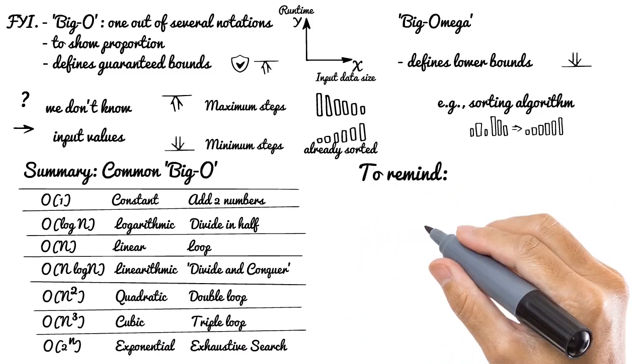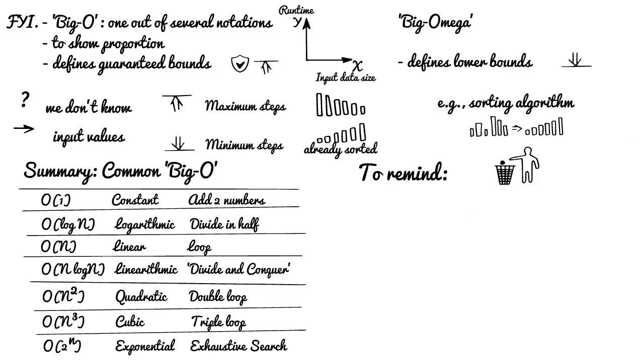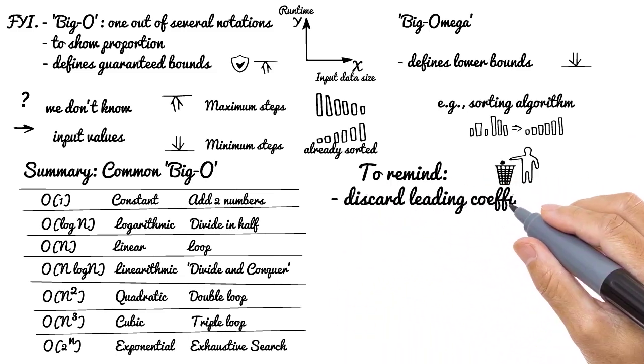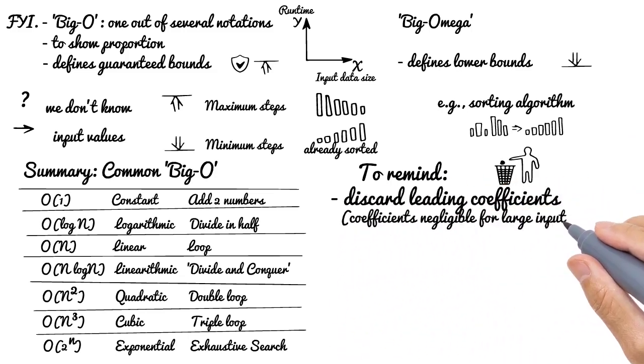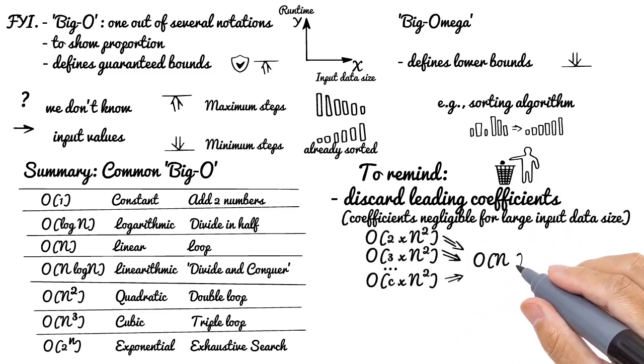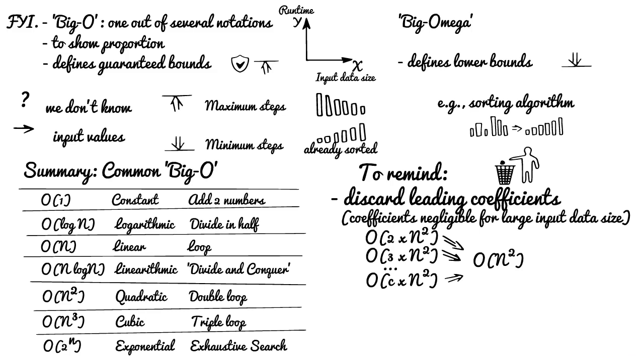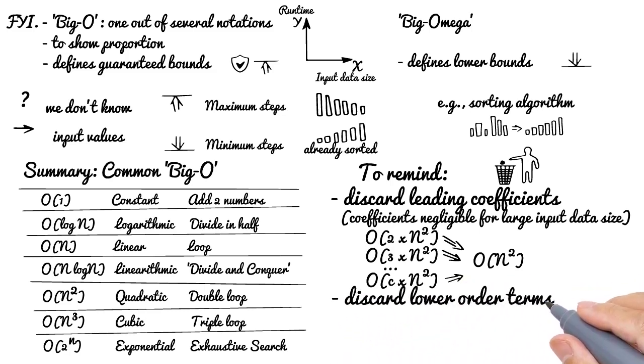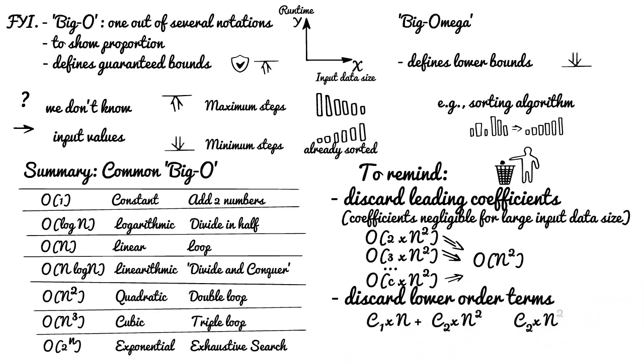To remind, for simplicity, when using order of growth, we discard leading coefficients. The reason is, when input size n is large, coefficients are negligible. When input size n is small, we don't care. Similarly, order of growth discards lower order terms, because rather than counting all details, we just take into consideration items that are happening most often and are more expensive.